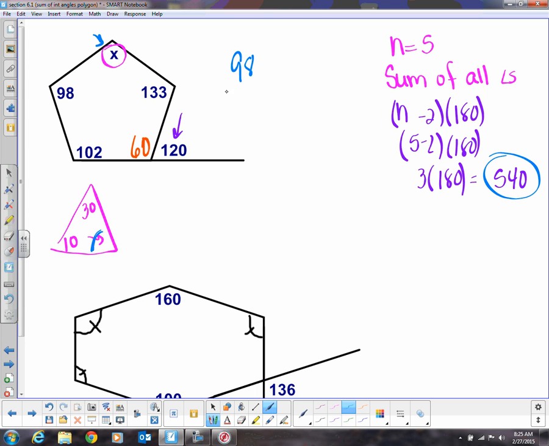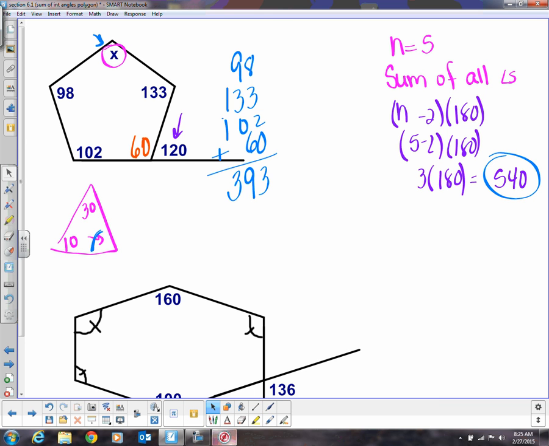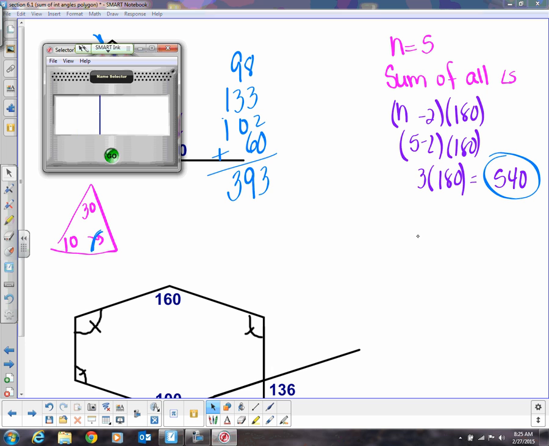You might as well do this. You might as well get your calculator going. 98 plus 133 plus 102 plus 60. We're adding those all together, and it is 393. All right. So now that I know what 4 of them are, how do I find the 5th one, Brittany?